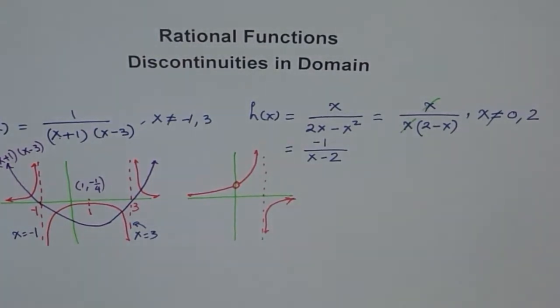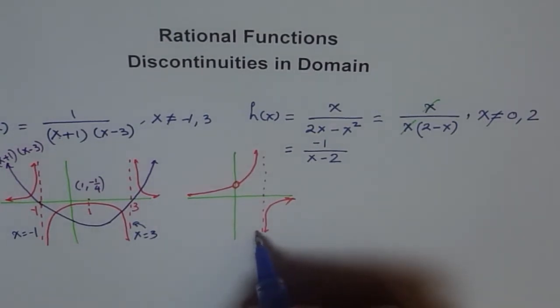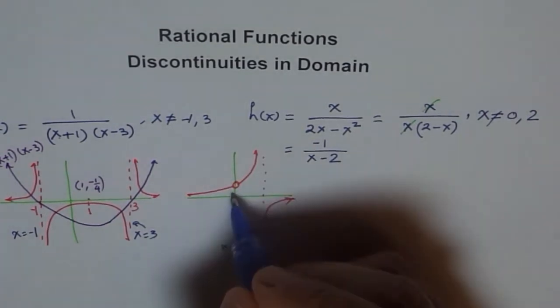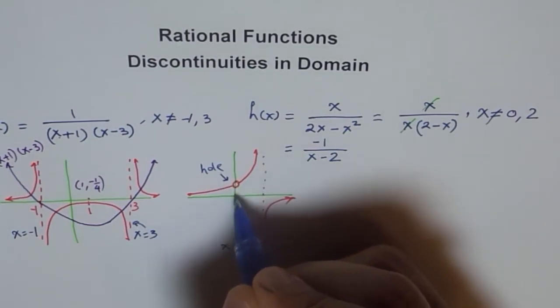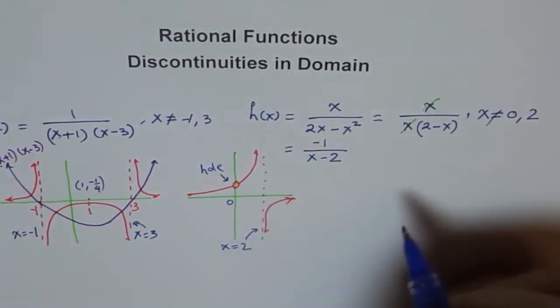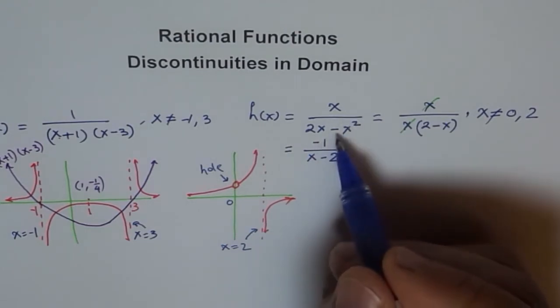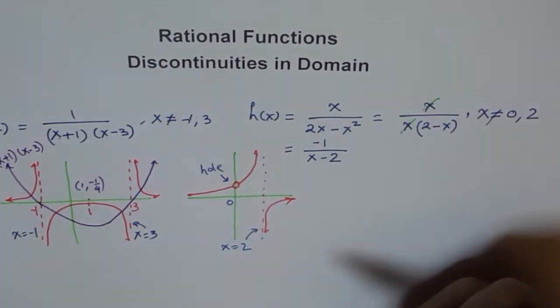Correct? So here you notice two different types of discontinuities. One is because of the vertical asymptote, which is at x equals 2, and the other one is a hole, and this is a hole at x equals 0. Do you see that? So whenever you have a common factor which cancels out, it leads to a discontinuity like this, like a hole. Okay?